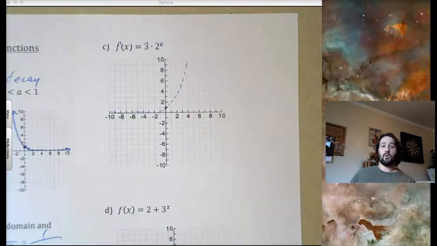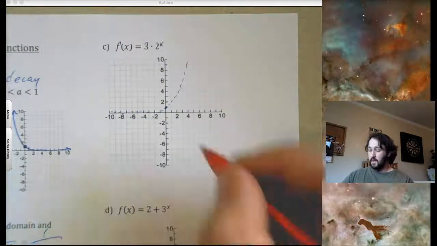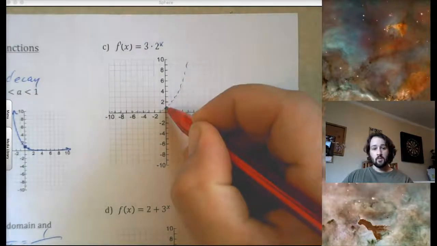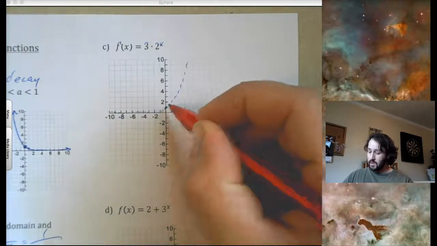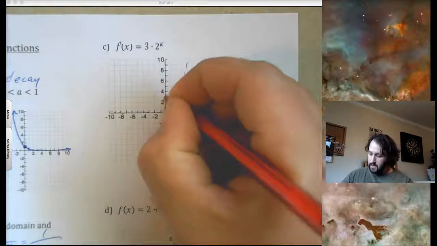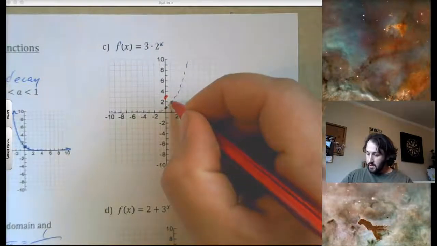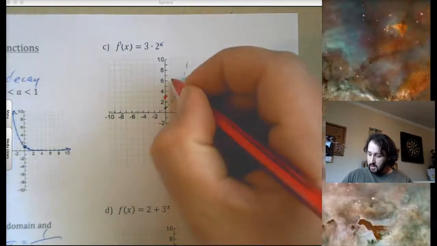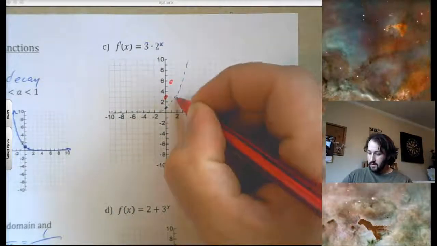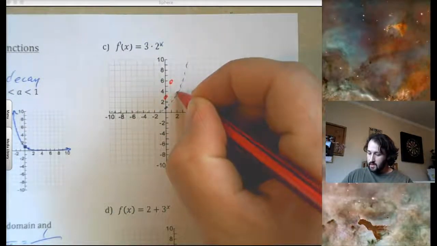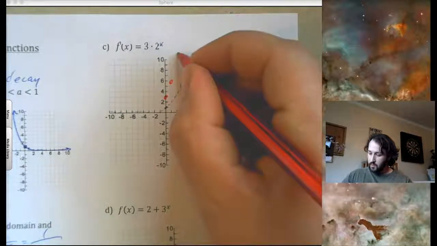So now if I take all my y values and I multiply them by 3, the y value here is 1. 1 times 3 is 3. I'll keep the x value the same, but just change the y value. The y value here is 2. 2 times 3 is 6. The y value here was 4. 3 times 4 is 12, so that's way up there.